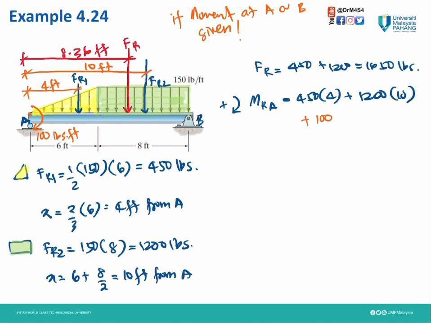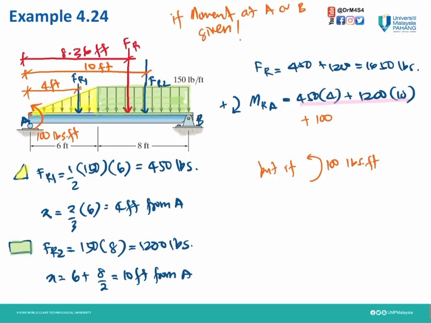How about for the same question, but at point A, the moment given there is 100 pound-feet. Therefore, for the MRA, we take positive clockwise. That means FR1 times the perpendicular distance plus FR2 times the perpendicular distance. Then we need to add that 100 into the equation. Then we solve as previously.